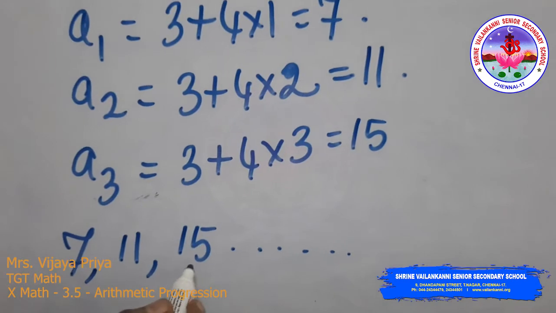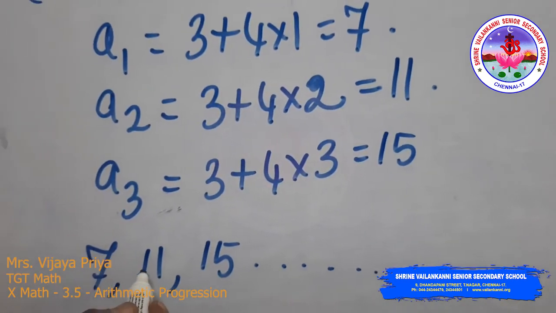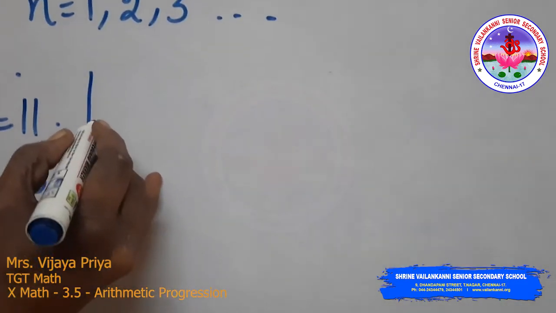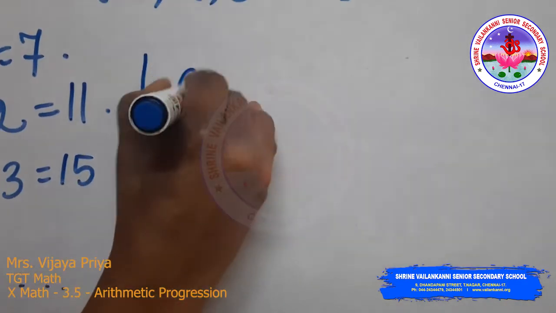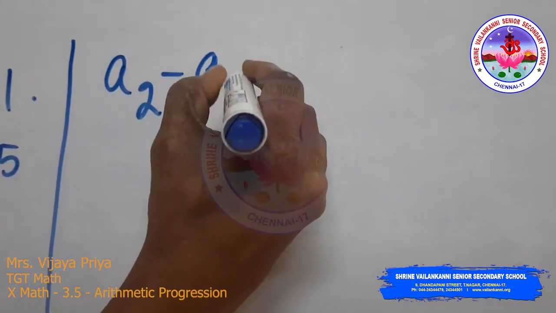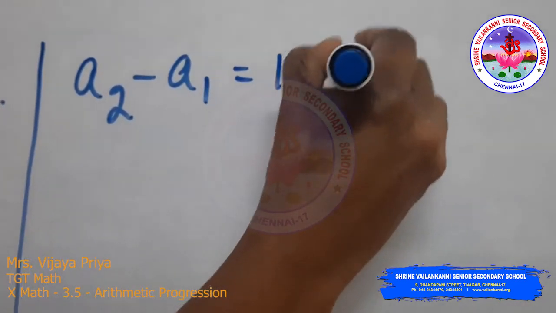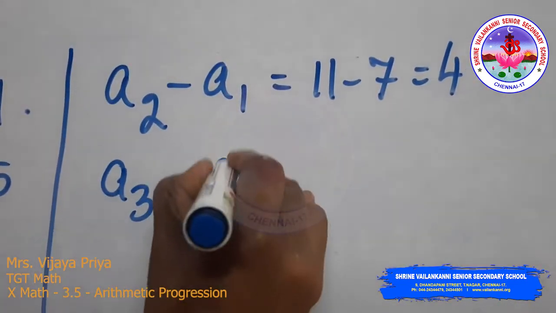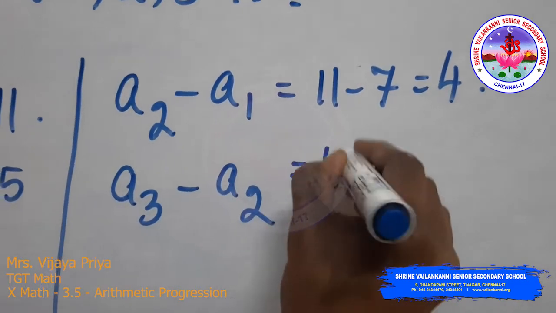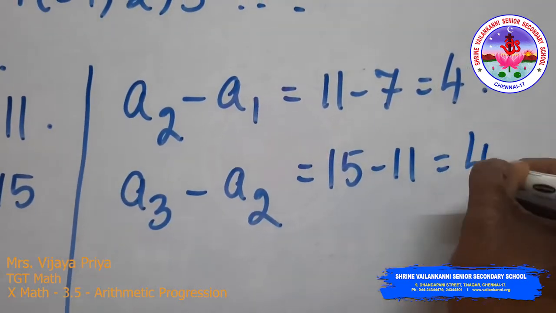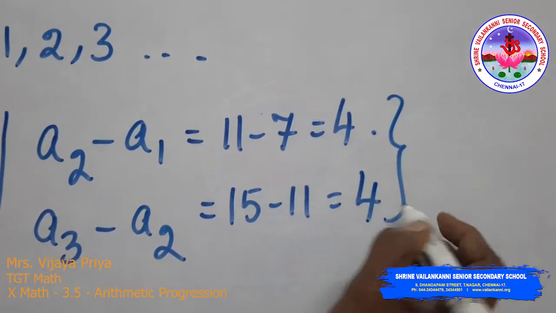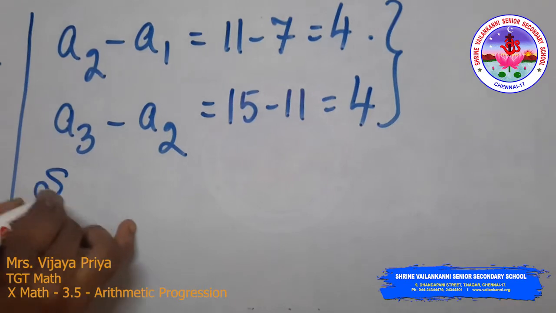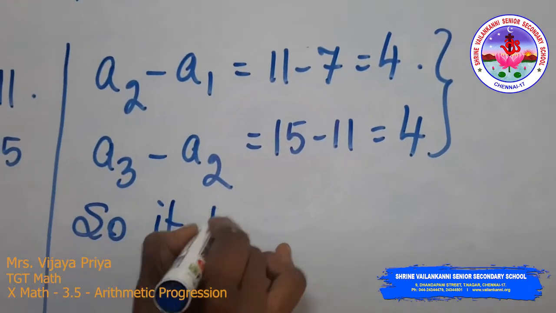So after finding the sequence, we want to check whether this forms an AP. To determine this, for the numbers in the sequence to have a common difference, you have to try a2 minus a1, which is equal to 11 minus 7, which is equal to 4. Again you need to try a3 minus a2, which is equal to 15 minus 11, which is equal to 4. Hence we see that the common difference 4 lies between the numbers. So this sequence forms an AP.